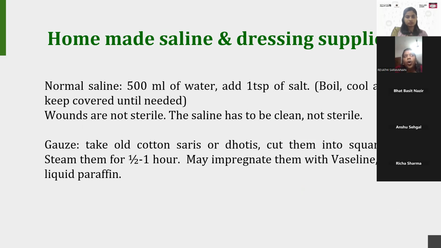Then okay. For home care patients, many people can't buy the saline because of cost. The cost is less, but they have to get it continuously. So we can advise them to do homemade saline and dressing supplies. Normal saline we can make in house. We have to take 500 ml of water and add 1 teaspoon of salt. We have to boil it, cool it, and keep it covered until it is needed.